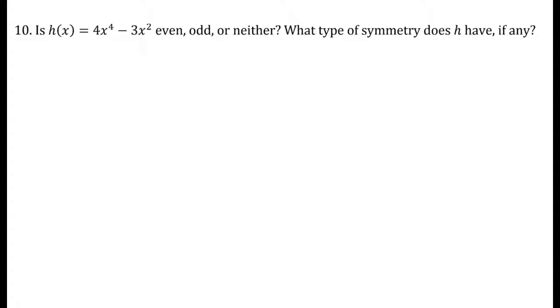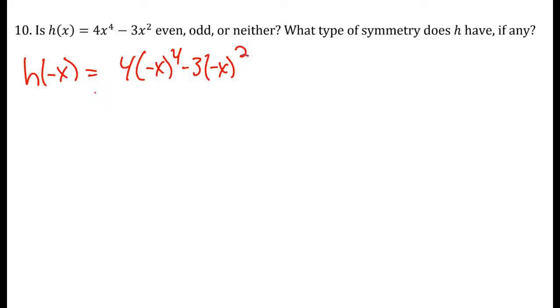Is this function even, odd, or neither? Well, our test for that is to plug in a negative x. Our function's not f, our function's h. So h of negative x is 4 times negative x to the 4th minus 3 times negative x squared. Well, what do we get? We get 4 times a negative to an even power is going to be positive. Negative to an even power is going to be positive. What do we notice? We got back the original function. So that makes it even.